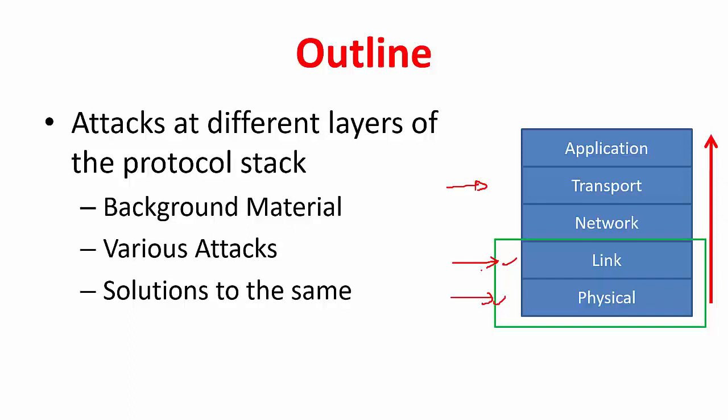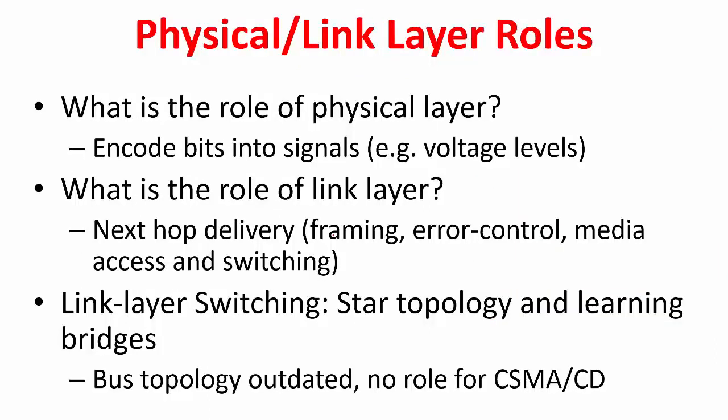So again, to refresh, what is the role of the physical layer? The role of the physical layer is to encode the bits that the higher layers give into signals. These signals could be voltage levels. Similarly, the role of the link layer is to ensure next hop delivery. Here A and B are considered to be neighbors. What neighbors means we will cover shortly.